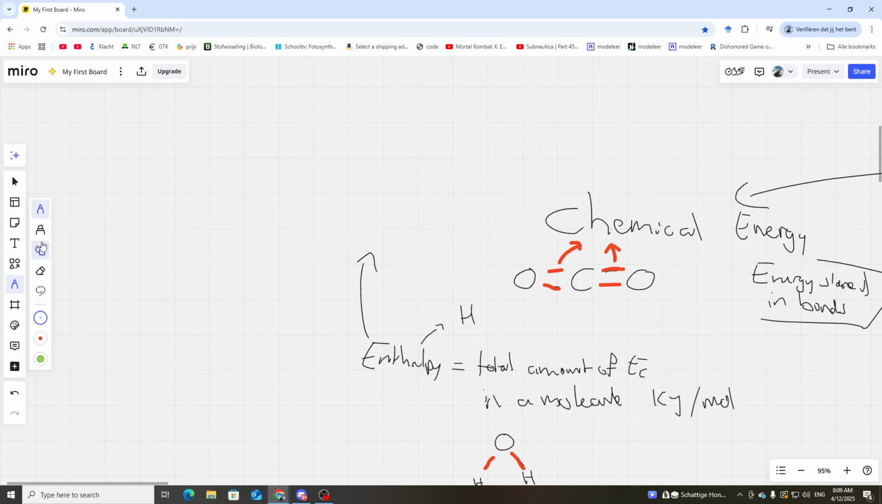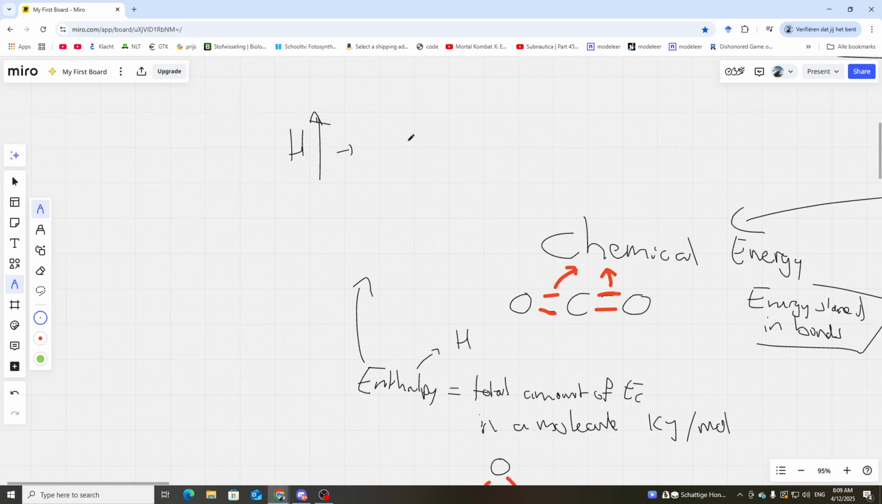Let's erase that. So we can say if something has a huge enthalpy, that means that it has a lot of chemical energy. So it has high chemical energy, such as a log of wood, right? That one has a lot of energy because there's a lot of strong carbon bonds within it. Okay, so wood would be a good example of a high chemical energy, aka a high amount of enthalpy.